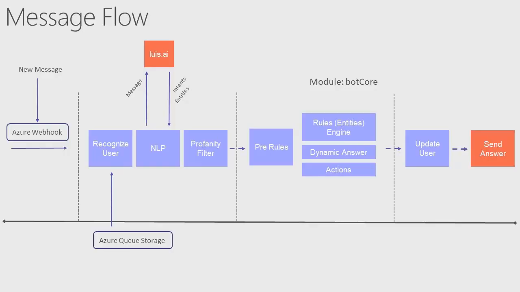So this is a double click on how the message flows, usually, between a user and a bot. So you have a new message that is usually coming from a webhook. The message is being passed to the bot. So the first step will be to recognize and identify who the user is. The next step is going to be to do the NLP processing. You can use your own NLP, you can write your own NLP, or you can use a third-party solution.